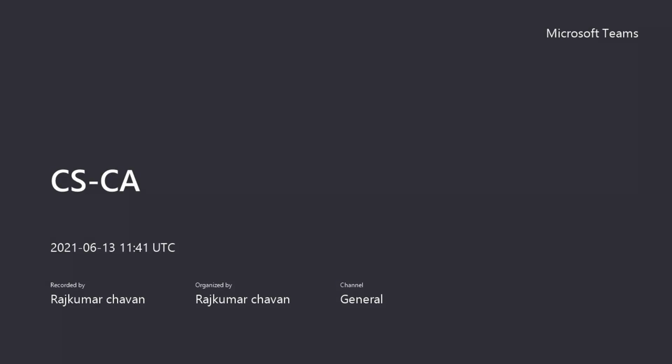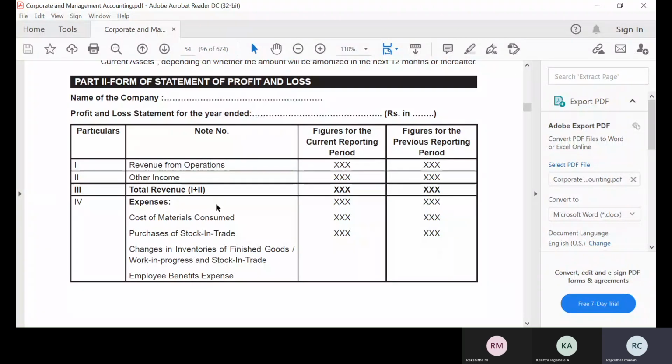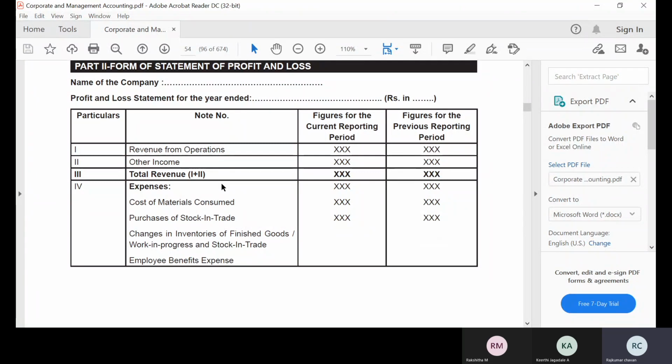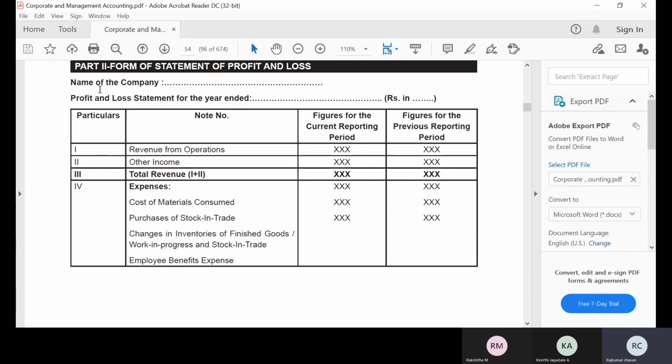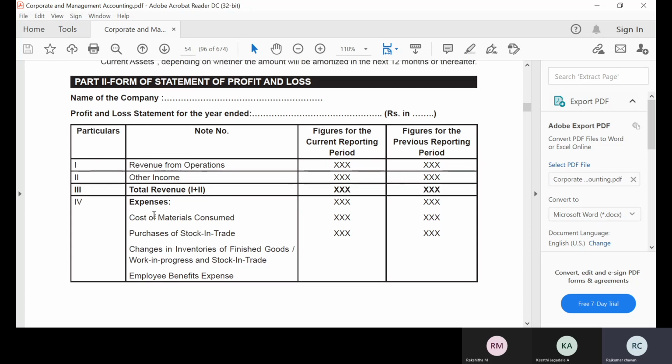Last part of this chapter, that is the second, the profit and loss account statement. That is what we are going to see here today. Statement of profit and loss account. So we saw the balance sheet previously. Now we're going to see how the statement of profit and loss account is prepared as per Schedule 3 of the Companies Act 2013. So remember, this is part 2.